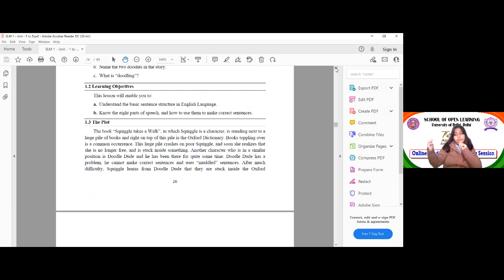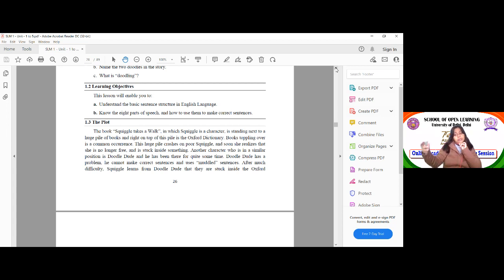And in the English dictionary, he also finds Doodle Dude, who is stuck and not able to escape. So the condition that the Oxford Dictionary has set for these two characters, Squiggle and Doodle Dude, to escape is that they should form a complete sentence, which goes from one end of the page to another. So you can understand the sentence cannot be too short. It has to be a long, properly constructed sentence. Now, Doodle Dude has been stuck in that dictionary for a long time because he is unable to understand how to make such a long sentence correctly.